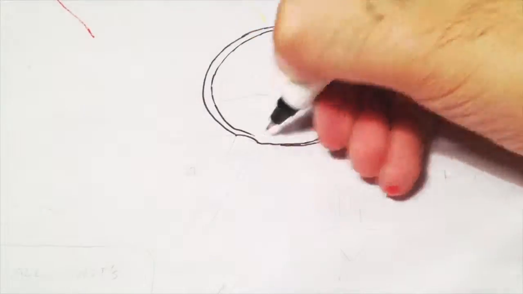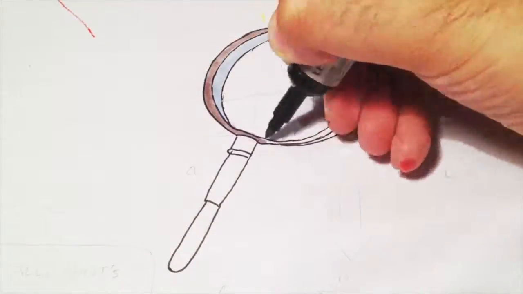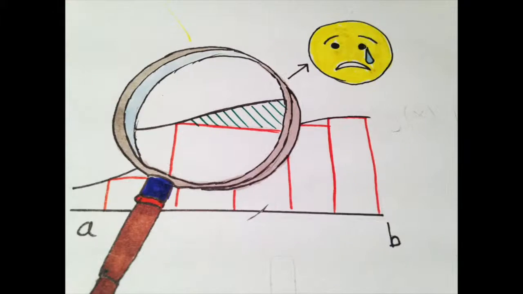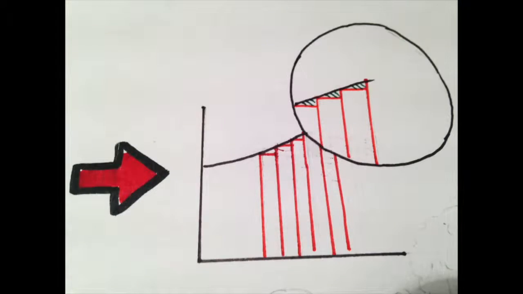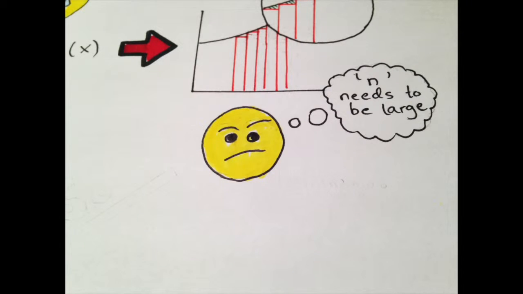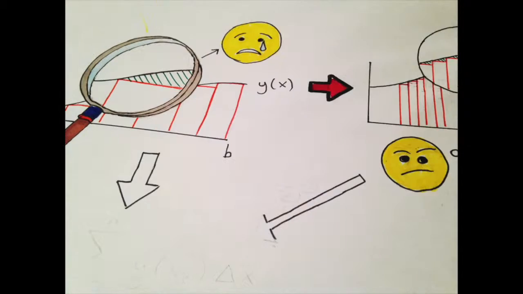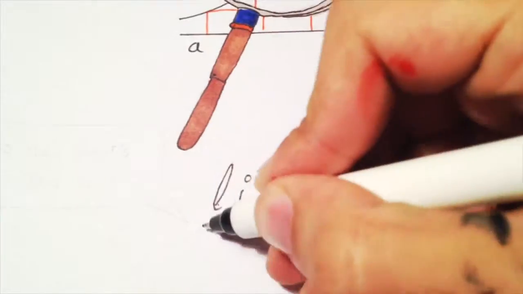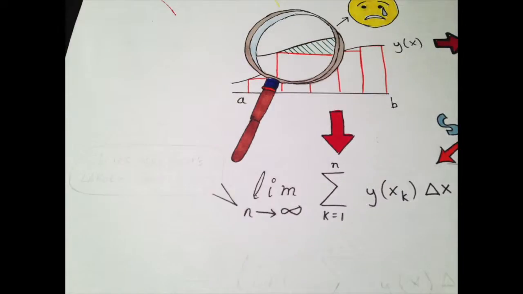If we magnify our curve, we can see that we'll get an incorrect answer because we leave behind lots of points, represented here in green. We can reduce these errors by using lots of thin rectangles, suggesting that n needs to be large. So, what's the largest number we can do? How about infinity? Taking the limit as n tends to infinity, we can compute our answer.